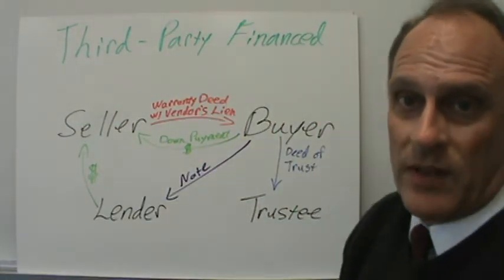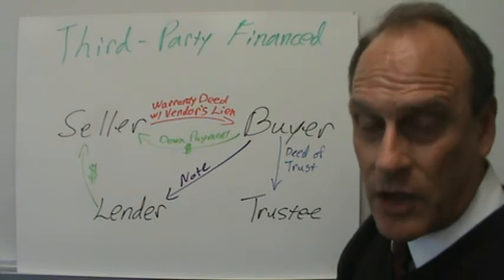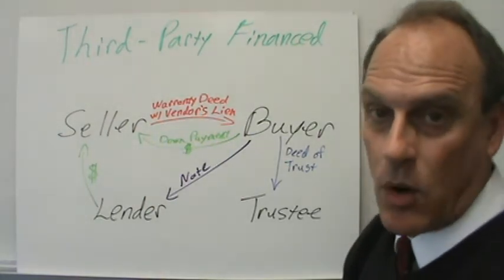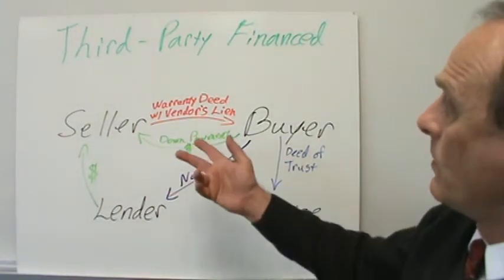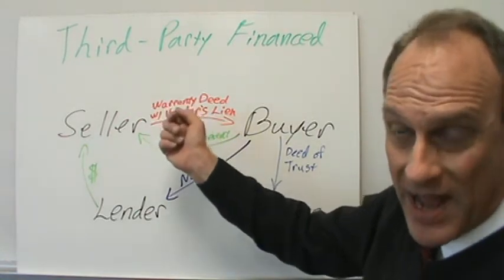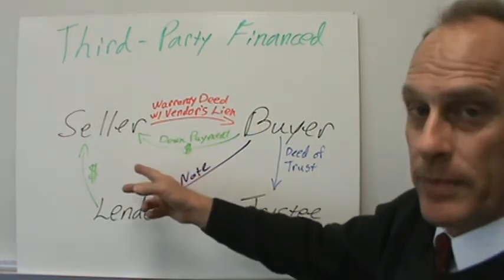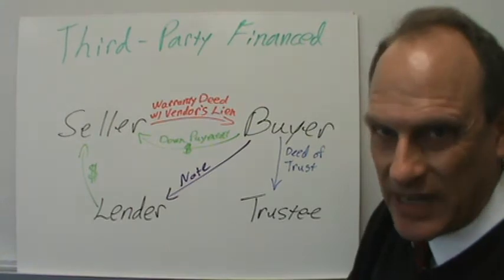Okay, but what if you don't have all the money? You've got to borrow it from a mortgage company or a bank. We call that third-party financing. So here, it gets a little bit more complicated. This is on the financing end of it.